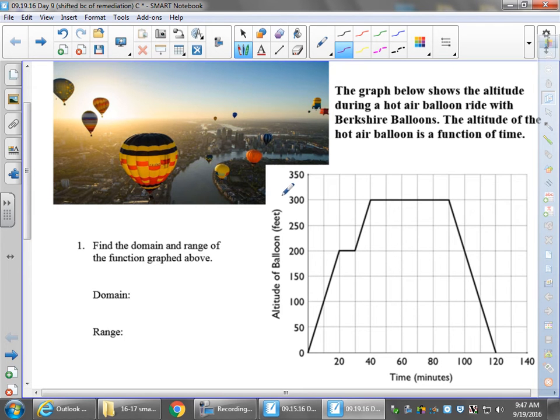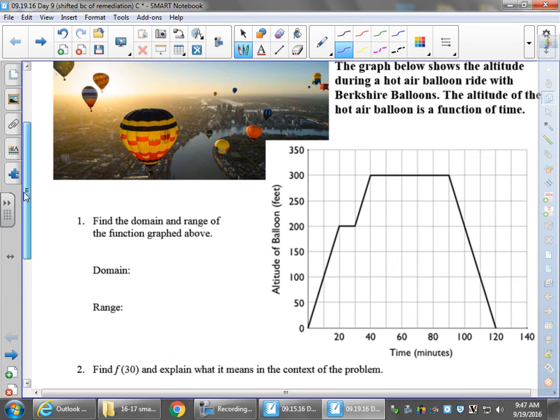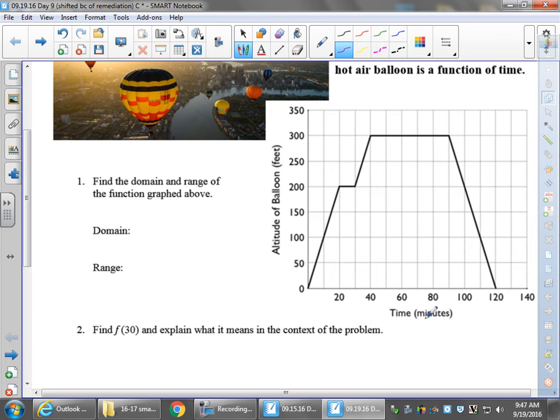Graph below shows the altitude during a hot air balloon ride with Berkshire Balloons. That's the company. The altitude of the hot air balloon is a function of time. So this is modeling the travel. I've got minutes on the x-axis, altitude on the y-axis. Let's get our domain and range squared away. This is something we're really good at. Go ahead, you do it, and then we'll compare answers. Again, your choice, set or interval, I'll take either.